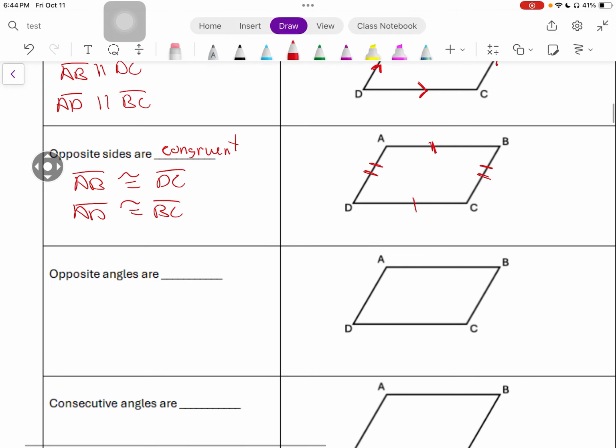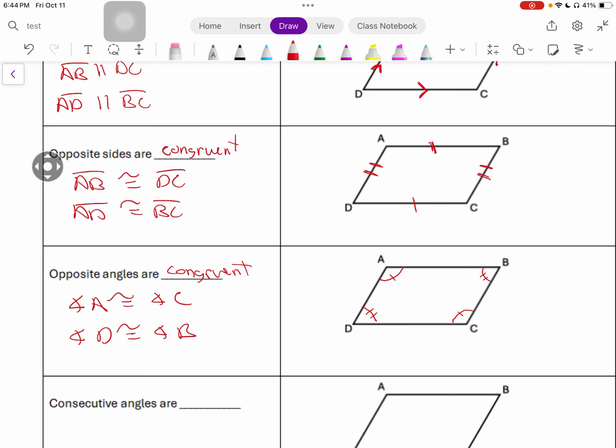Next one, we move away from sides here. We're starting to talk about angles. So just like opposite sides are congruent, opposite angles are going to be congruent. So angle A is going to be the same as angle C, and angle D is going to be the same as angle B. All right, so again, if you want to write down what's what, have this down on the side for you. So those opposite angles are going to be congruent.